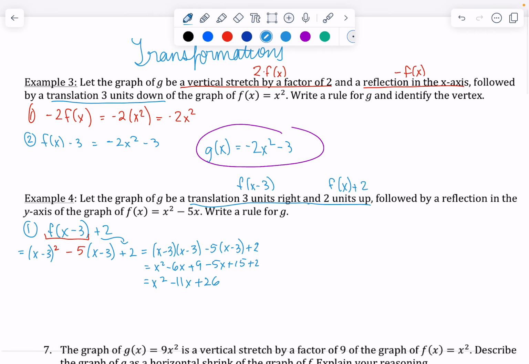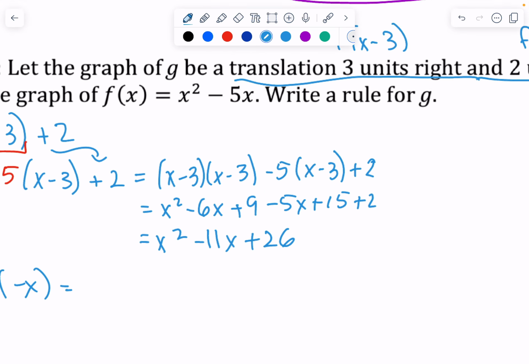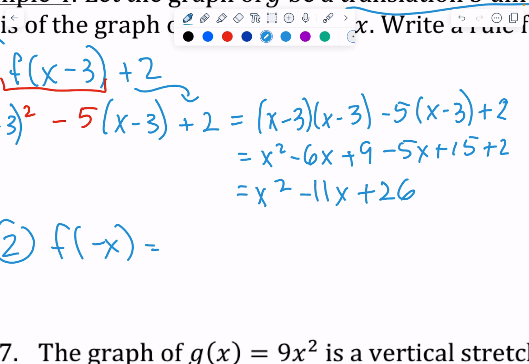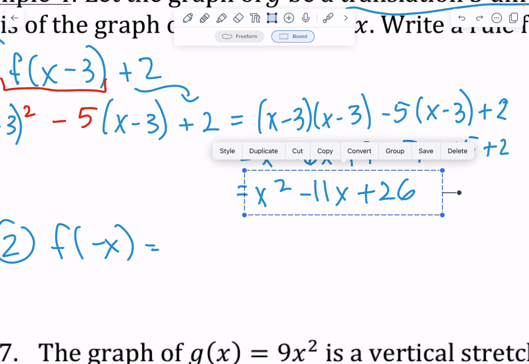So that all was just step 1. Now for step 2, we want to do a reflection in the y-axis, which the rule for that is going to be f of negative x. Which means, again, rewrite this whole expression.